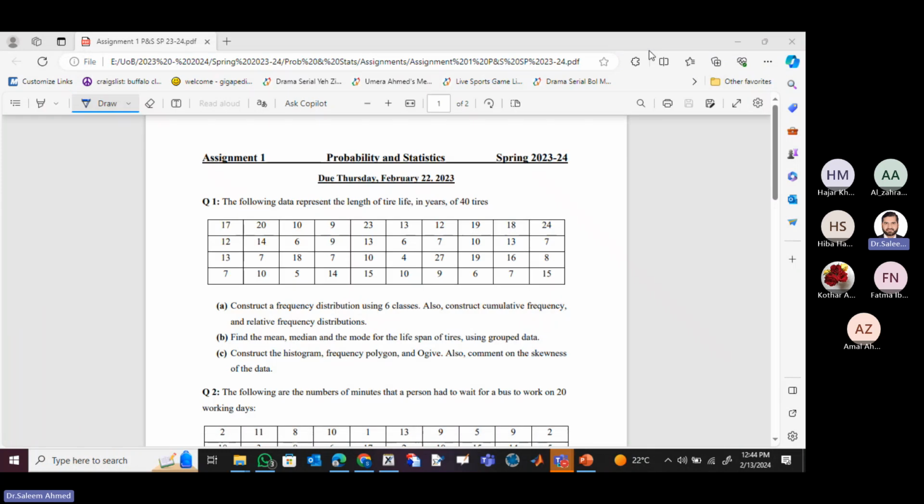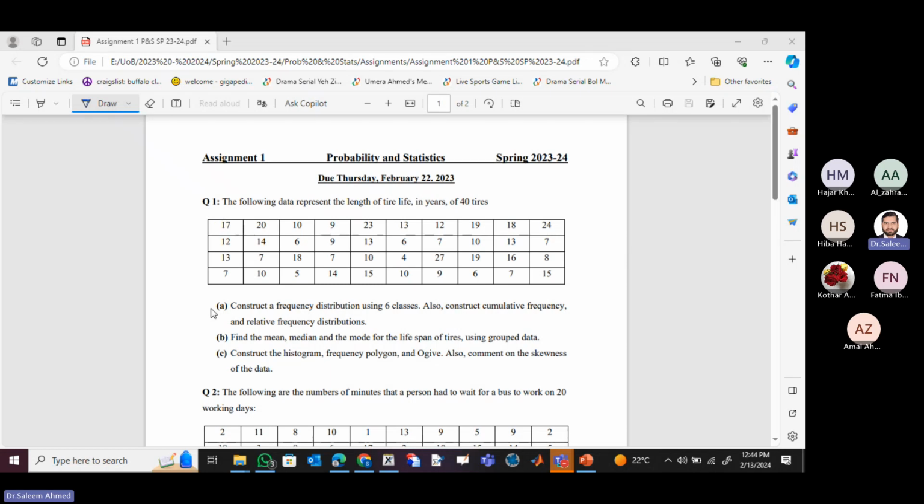So let's see if we can do something about the assignment today, because we finished lecture 1 to lecture 4, and the first assignment covers this part up to lecture 4. I think there is no question from lecture 1 because lecture 1 was just simple definitions.